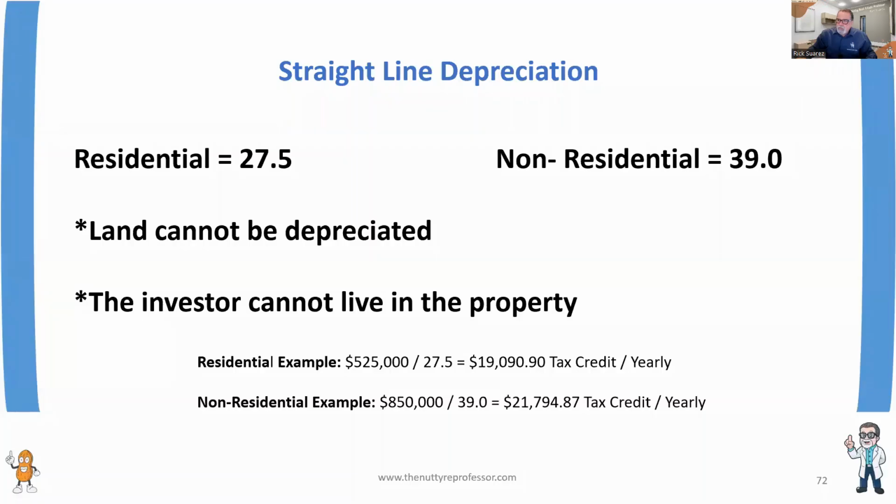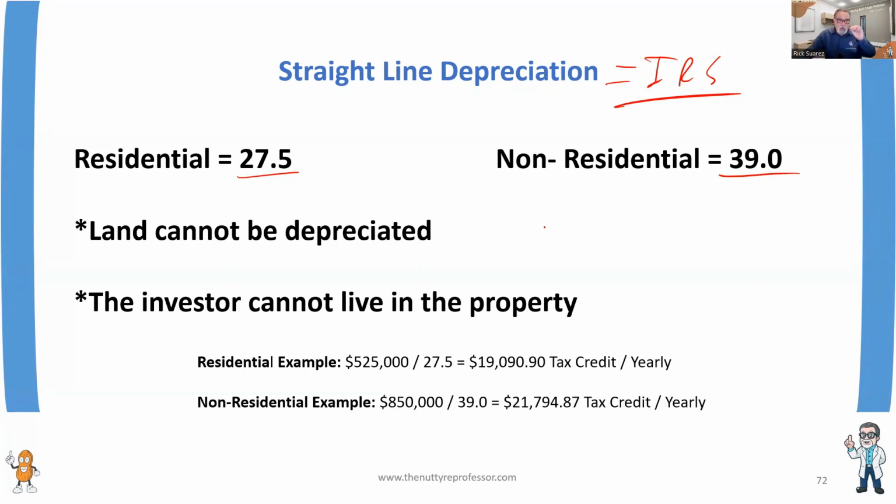All right, so straight line depreciation, first I want to explain, then we're going to go through some math problems. First of all, what do you need to know? Well, this is an IRS issue, right? This is a deduction that IRS lets you do on an investment property. So if your investment property is a residential property, you get to depreciate it for 27.5. If your investment property is non-residential, which is how IRS sees it, it is 39.